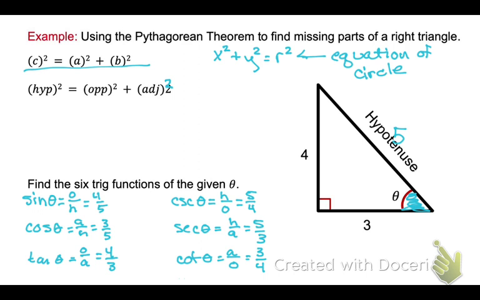Can you see the relation between the opposite and the y? Yeah. If I put this triangle in a coordinate plane, it would be in the second quadrant, right? So this would be my x. This would be my y. So it's my opposite and my adjacent. And my hypotenuse would be my r. So it's all the same.